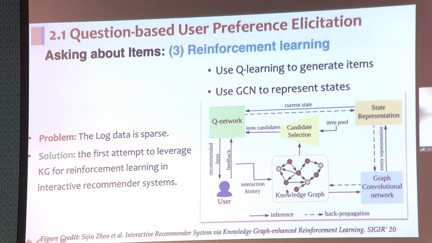This graph is a user-item interaction graph, which is very common in graph-based recommendation. Based on this graph, we can calculate the representation or the embedding for each item and each user. They just use common graph convolutional neural networks. After we get the embedding for each item, we use it as the state vector to feed to the Q network. The Q network takes in each item's embedding, calculates the expected value score, and chooses one or several items to ask the user.